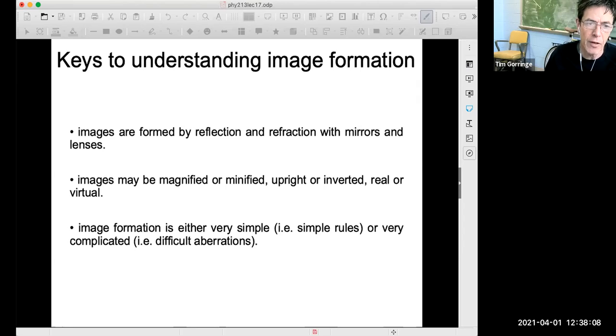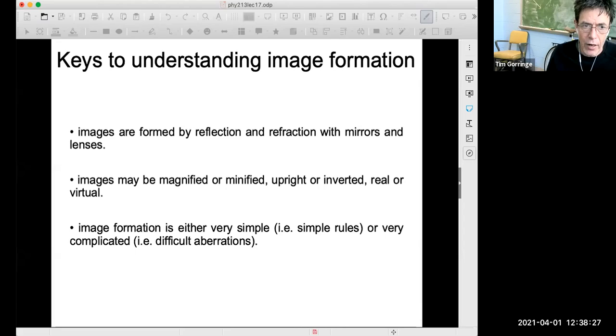As I say, those images can have a variety of characteristics. They can be larger or smaller, magnified or minified. They can be upright or inverted, upright or upside down. And they can be what we call real and virtual.